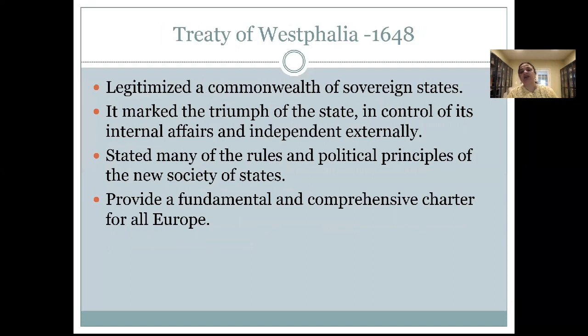Now you have the Treaty of Westphalia. Many of us in international relations accept that this is the watershed where we would peg the modern nation state. First, what is it? It is legitimized as a commonwealth of states. It marked the triumph of the states in control of its internal affairs and to act independently externally. Some of the things that today's state has, and stated many of the rules and political principles of the new society of states. And it became the first fundamental and comprehensive charter for all European powers at that time.